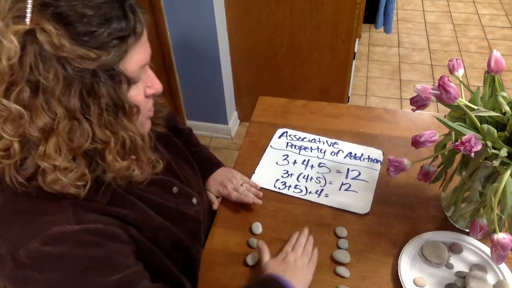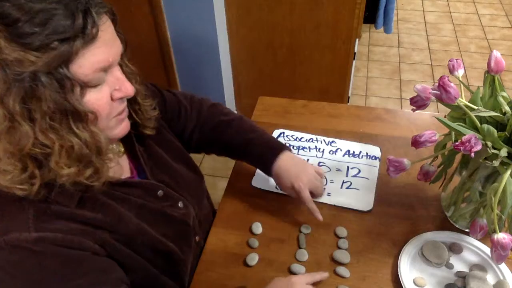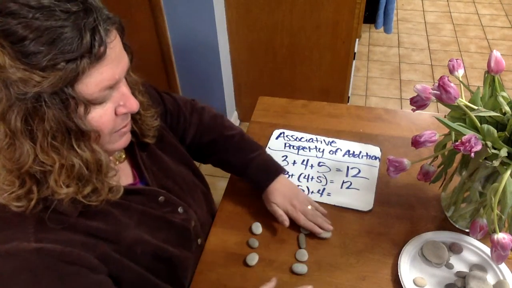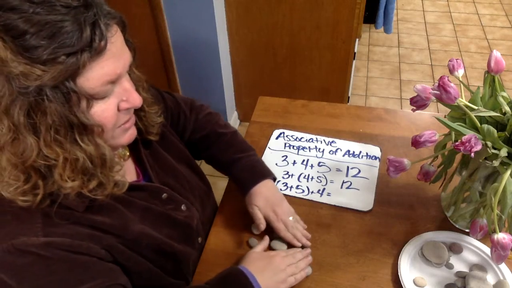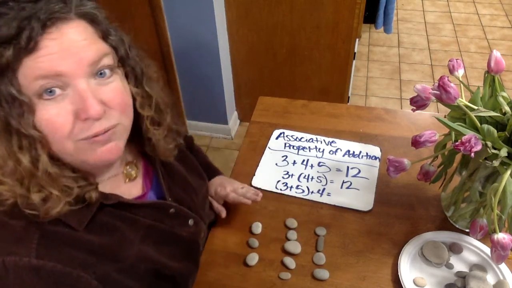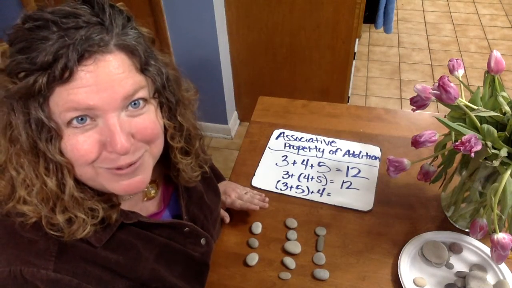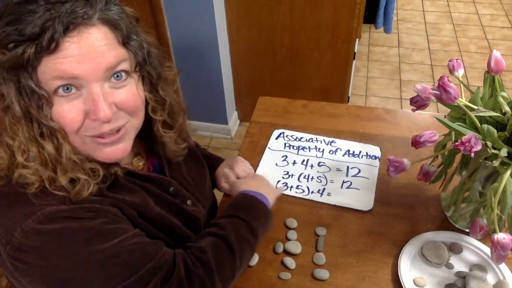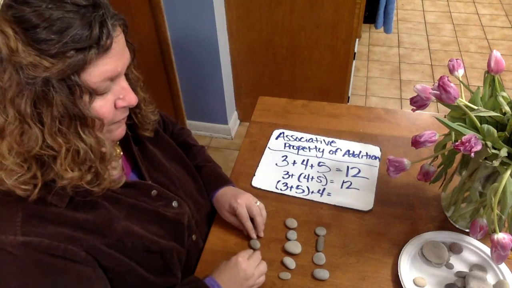So what I'm actually going to do here is I'm going to take the 5 and the 4, and I'm going to use the commutative property to flip them around. Instead of 4 plus 5, I'm going to flip them around to be 5 plus 4. So that's actually using the commutative property. But once I do that, now I can use another example of the associative property.